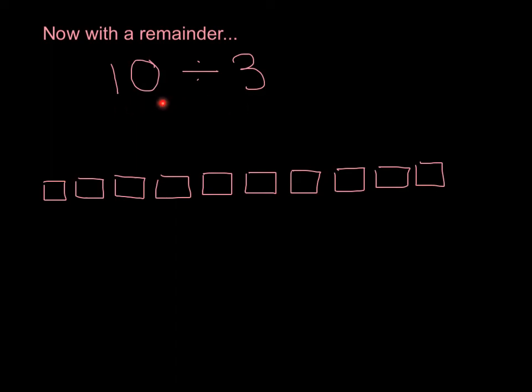So again, we start with 10, so I drew out 10 boxes to represent our total. And this 3, we're going to say represents the number in each group, or the size of each group. So I'm going to split this up into groups of 3.